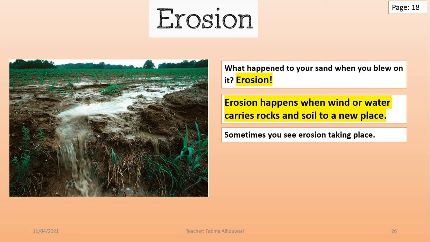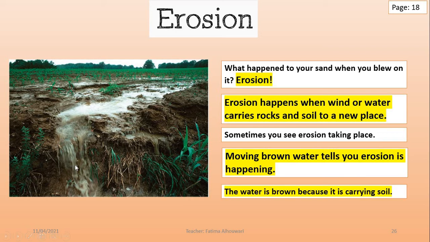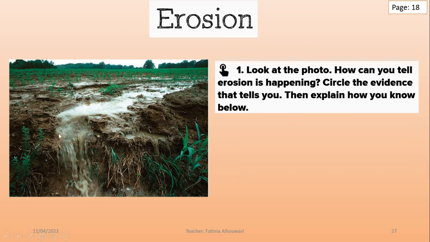Sometimes you see erosion taking place. Just like this one, it doesn't need a long time. You can see it in this photo. This is an example of erosion. Moving brown water tells you erosion is happening here. The water is brown because it's carrying soil. So interesting. Now look at this photo and how can you tell erosion is happening? Circle the evidence that tells you, then explain how you know below.